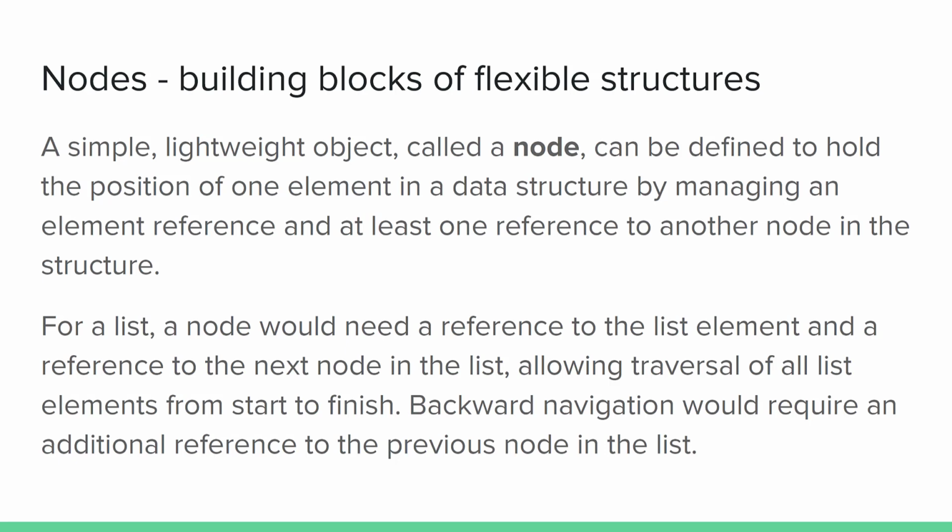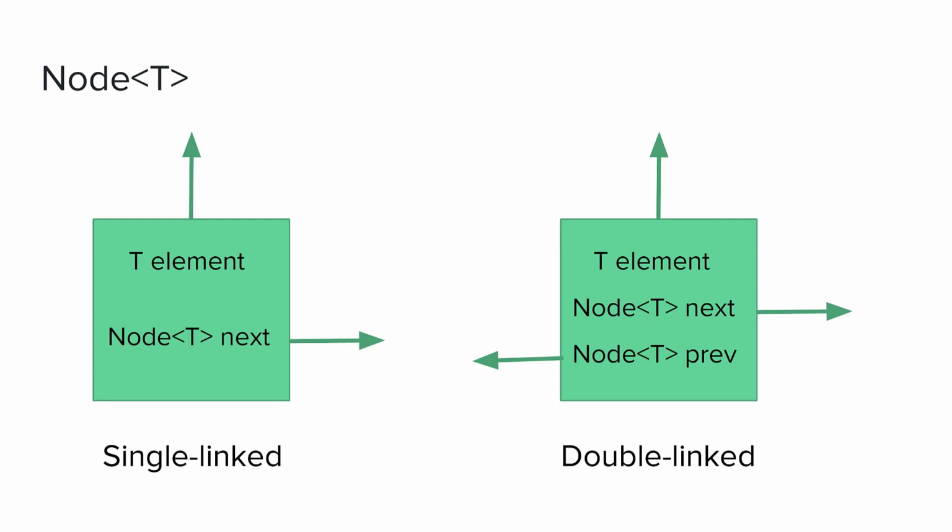For a single linked list, a node only has a reference to its next node. So all traversal of the list must begin at the beginning and move toward the end. A double linked list adds a second node reference to the previous node in the chain, which allows for backward traversal as well. Here we see a model of a single linked node and a double linked node.